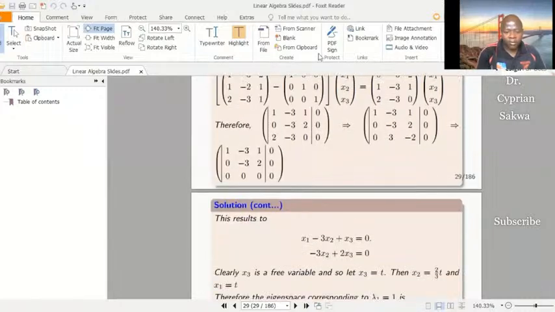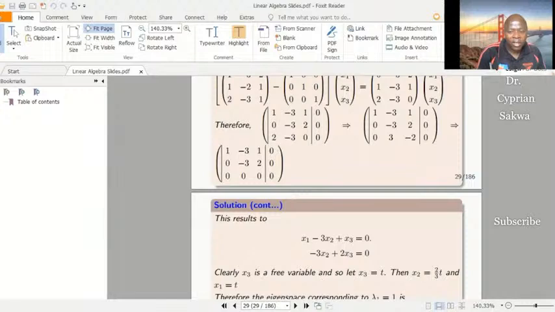So that's what I did, and I have this. At this point, you notice that I have x1 minus x2 plus x3 is 0, and 0x1 minus 3x2 plus 2x3 is 0. So these are the equations that I get from this matrix. Now I can see that x1 is a leading variable, x2 is a leading variable, but x3 is not a leading variable. So therefore it's a free variable.